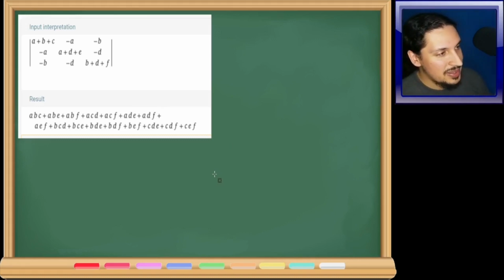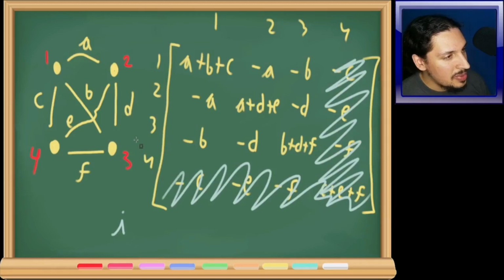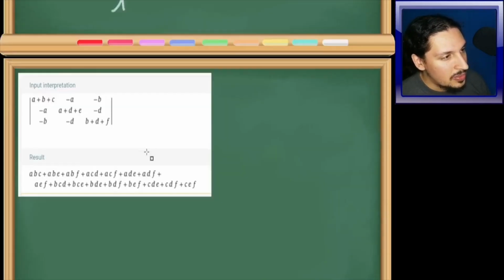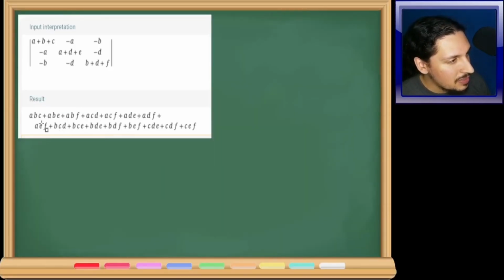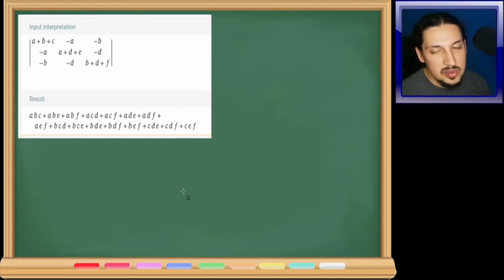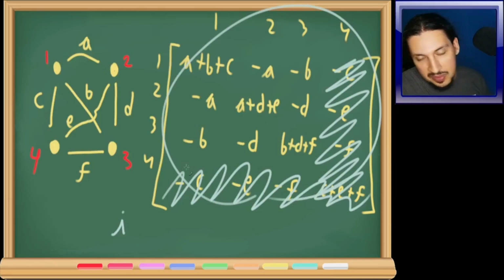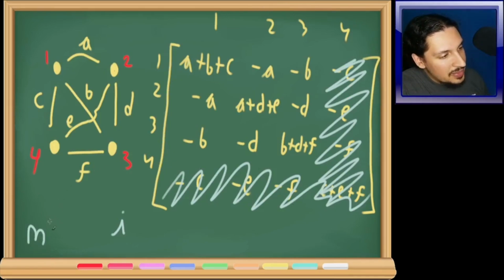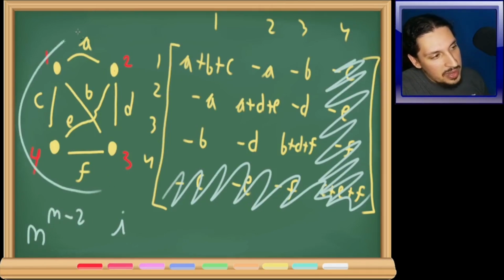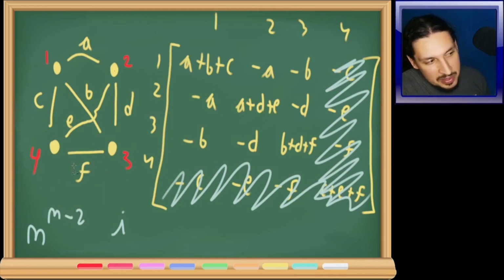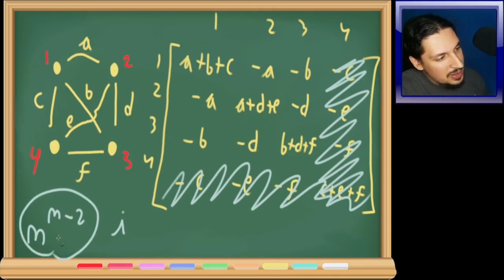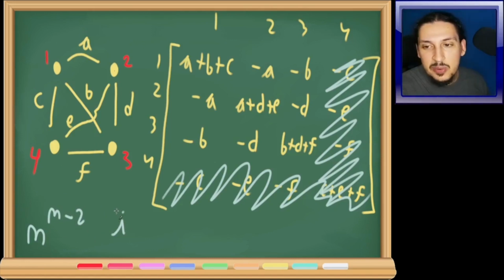Okay, it has a lot of terms. How many terms does the determinant have? I think 16 terms. Yes, it has 16, and that is correct because 16 is the number of spanning trees in a graph of 4 nodes. There is a formula which can be proved using this matrix: the complete graph with n nodes has n to the n minus 2 spanning trees.